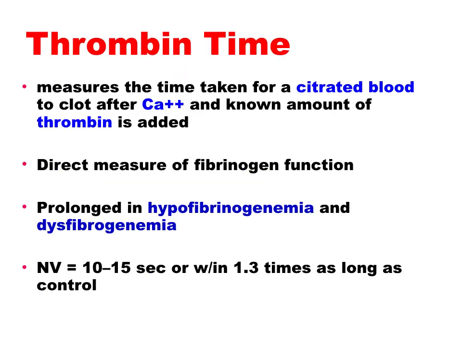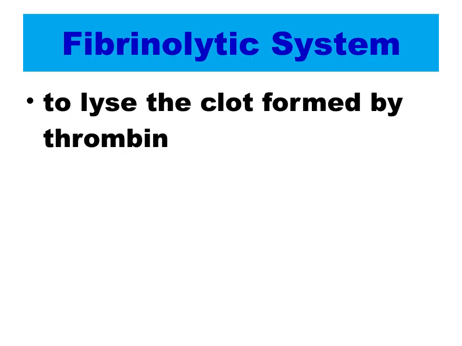Thrombin time, on the other hand, we make use of citrate. This is the time taken for citrated blood to clot after calcium, and a known amount of thrombin is added. So this is a direct measure of fibrinogen function. This is expected to be prolonged if you have low levels of fibrinogen, like in hypofibrinogenemia, or dysfunctional fibrinogen in dysfibrinogenemia. The normal value is 10 to 15 seconds, or it should be within 1.3 times as long as the control.